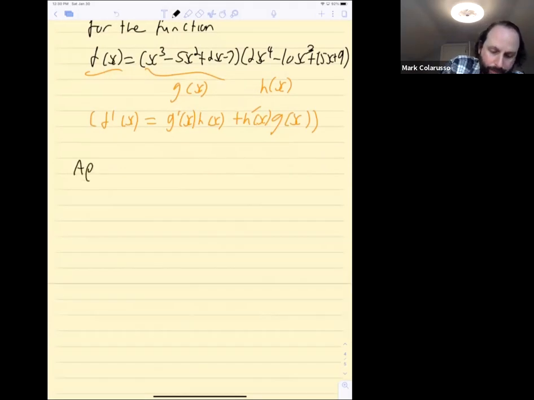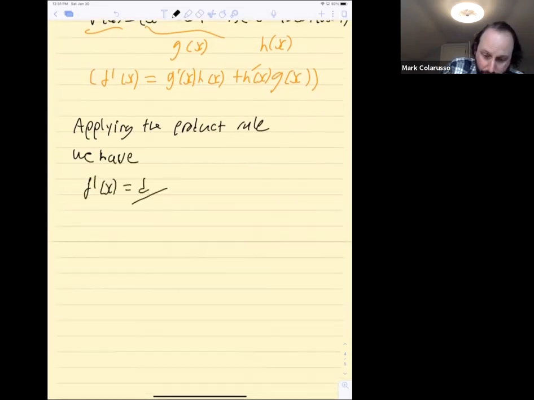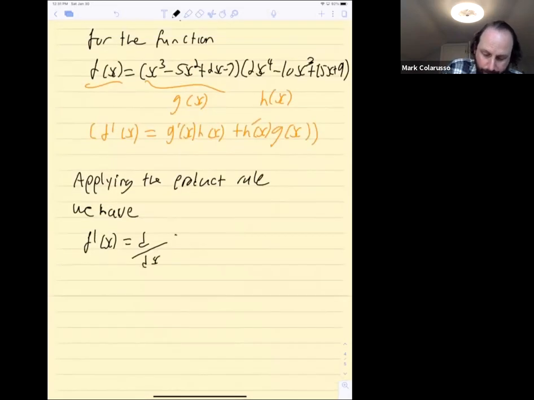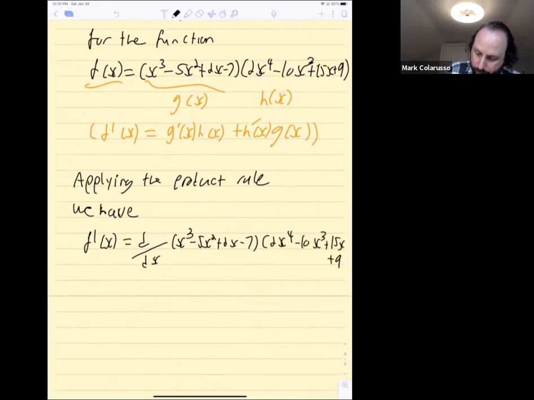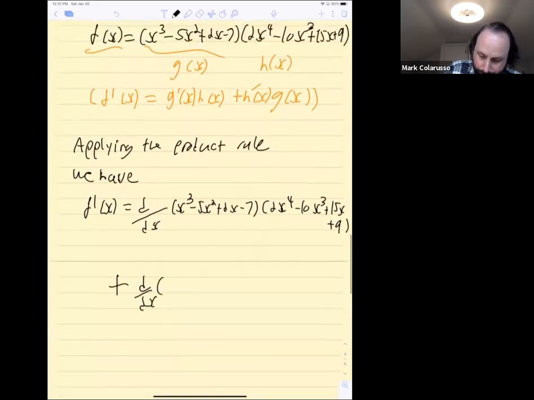So applying the product rule, and I'll write it this way, slightly different notation, we have f prime at x is the derivative of the first factor times the second factor, unfortunately running out of room, plus the derivative of the second factor times the first factor.